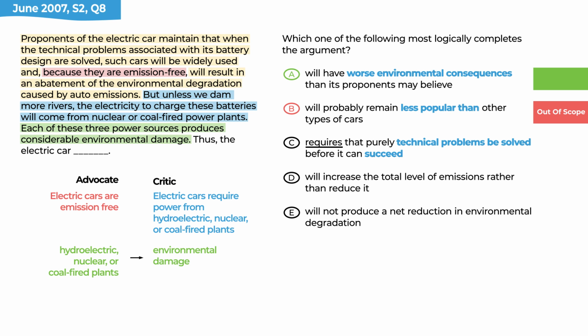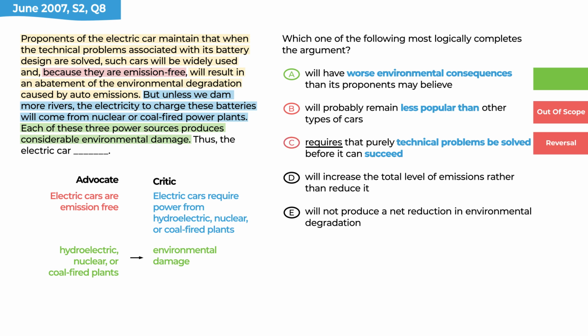Whereas answer choice C says that the electric car requires that purely technical problems be solved before it can succeed. This is making the solution to those technical problems a necessary condition, as opposed to what the statements were suggesting, which was more like a sufficient condition. So answer choice C is reversing the logic of the proponent's claim.